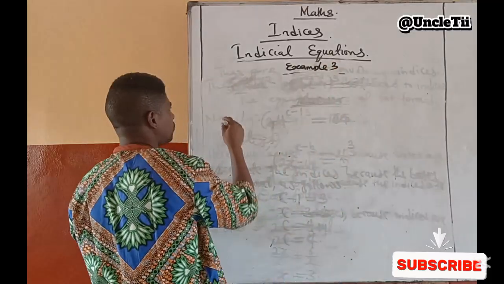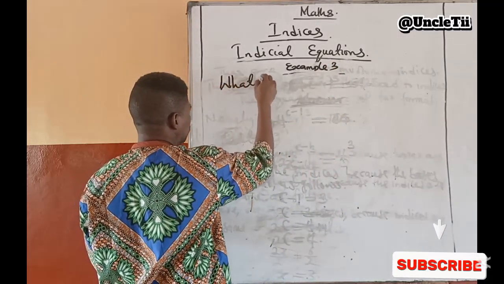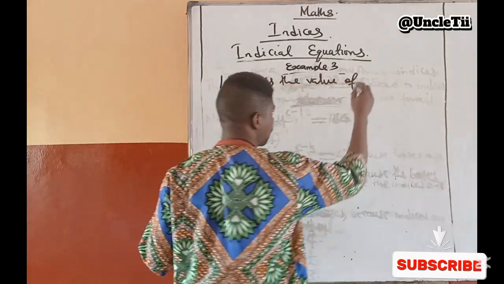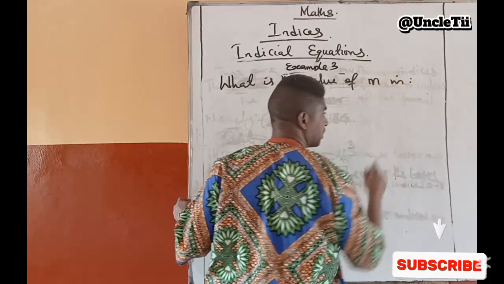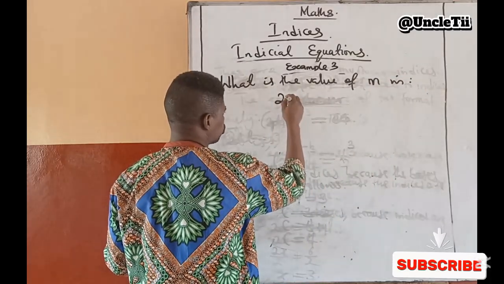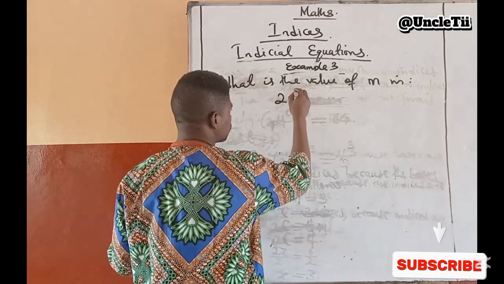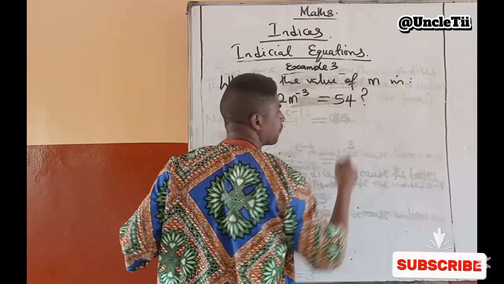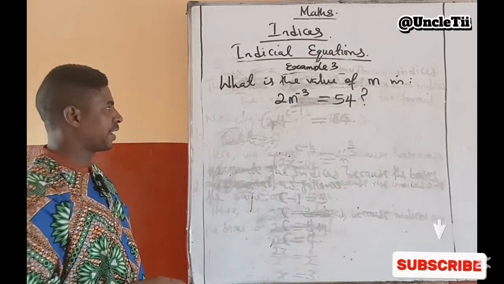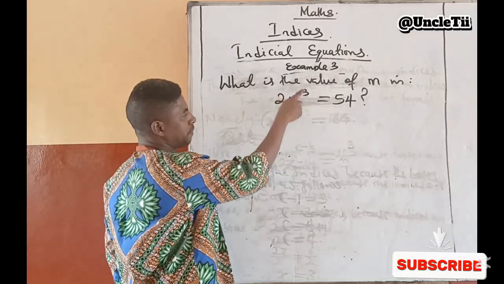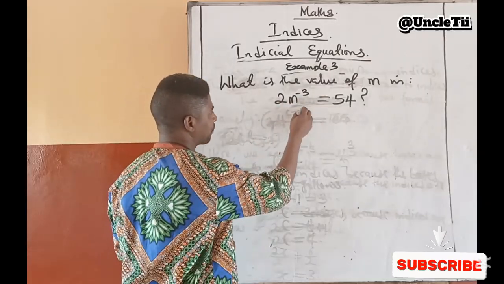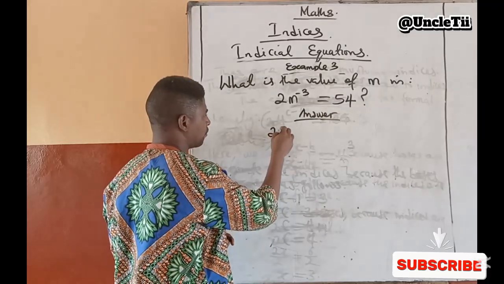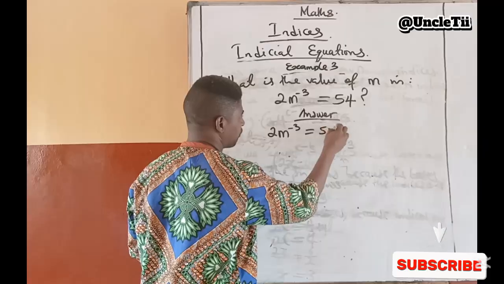Example 3. What is the value of m in 2m raised to power minus 3 equal to 54? Here's our answer. 2m raised to power minus 3 equal to 54.